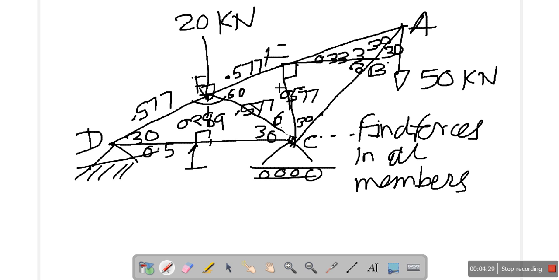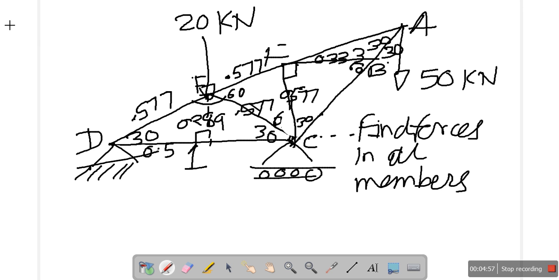Now once we find all the lengths in step 1, our step 2 is to find the support reactions. One reaction will be at D and the other reaction will be at C. Please note there is no horizontal force here. So at D there will be no horizontal reaction. There will be only two vertical reactions. One is VD and one is VC. The sum of VD and VC will be 20 plus 50, that is 70 kilonewton.